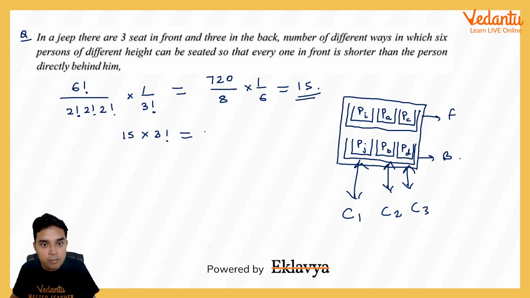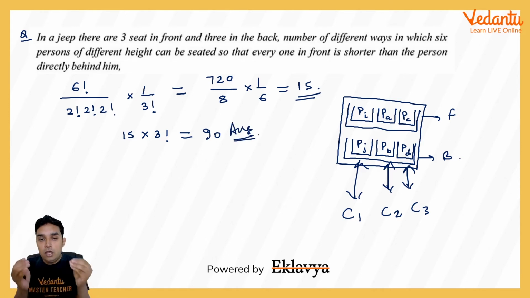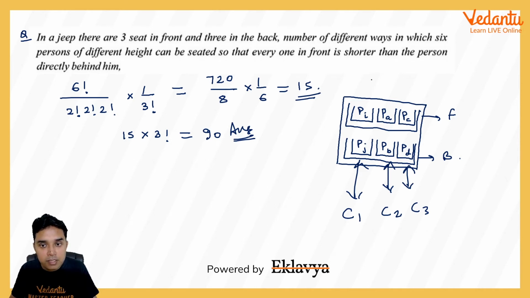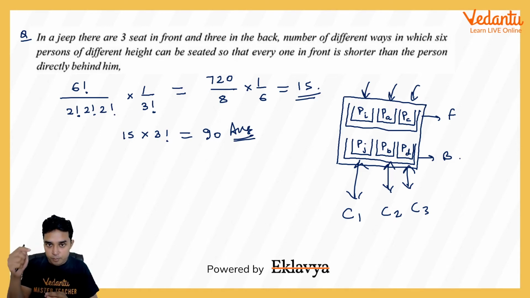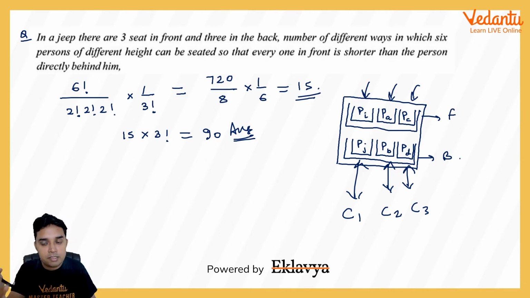So this will become, I think, 90. So that is the answer. Okay, so I hope you have understood how group formation has been helpful here, that we first created the groups so that they can then be fitted into these 3 columns, first, second, third, and then in every column you will be able to fit each group exactly one way, because the person with shorter height will come in the front seat and the longer height will come into the back seat. So this way the answer will be 90.